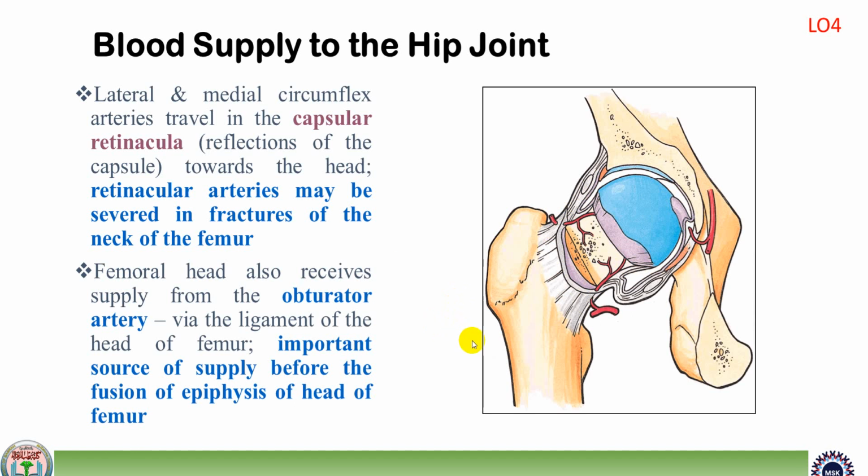The head of the femur also receives blood vessels from the obturator artery via the ligament of the head of the femur, but this is an important blood supply during childhood, before closure of the epiphysis.